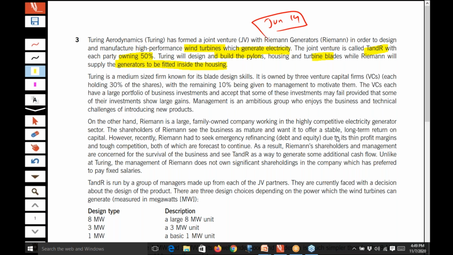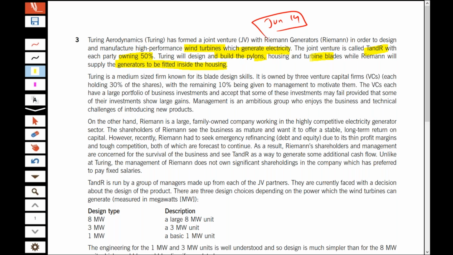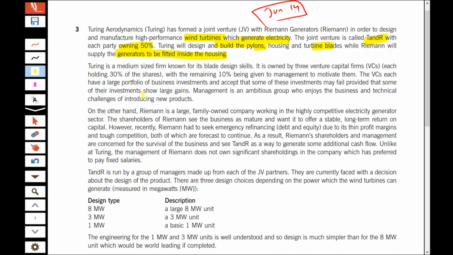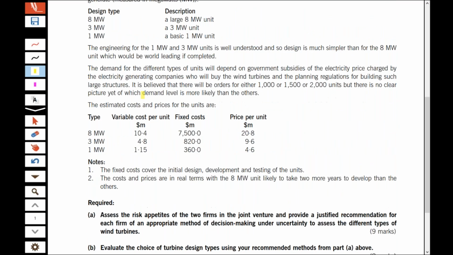So we've got this. Turing Aerodynamics has formed a joint venture with the Rayman generators in order to design and manufacture high performance wind turbines which generate electricity. The joint venture is called T&R with each party owning 50%. It says Turing will design and build the pylons, housing and turbine blades while Rayman will supply generators to be fitted inside. Now, what exactly is the requirement of the question?